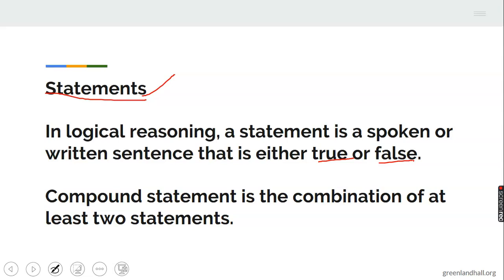We have simple statements, and we have compound statements. A simple statement is just a single sentence which is either false or true. But a compound statement is a combination of two or more statements. This is a compound statement.